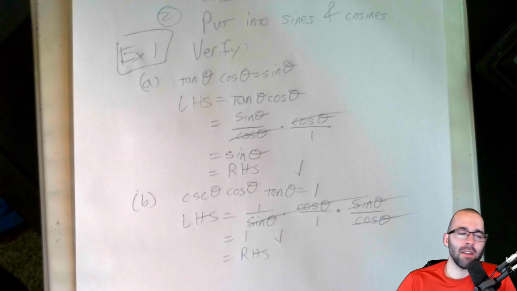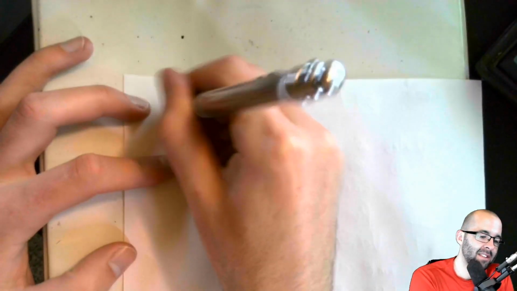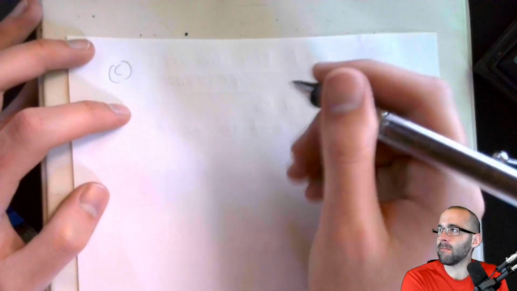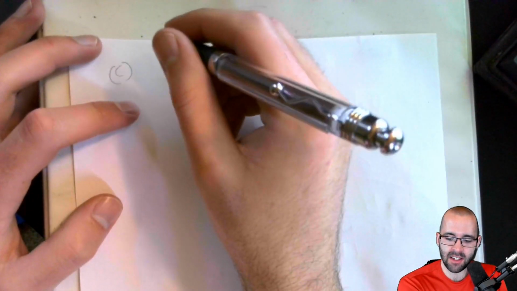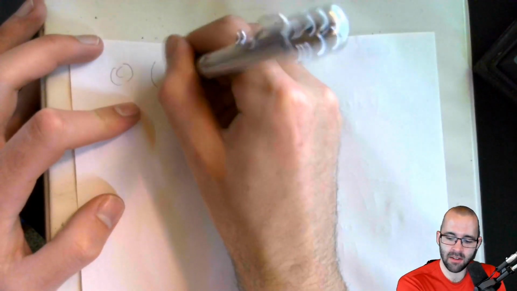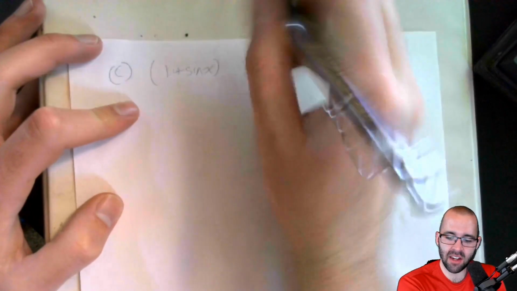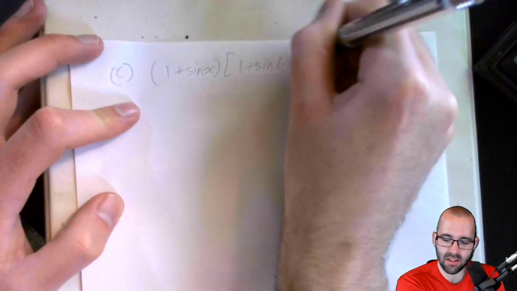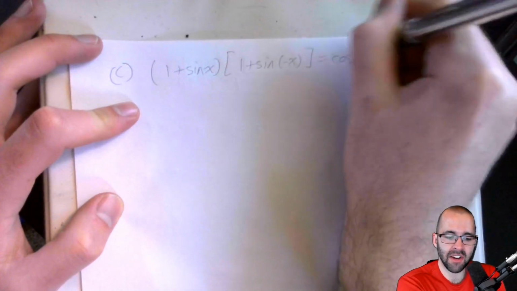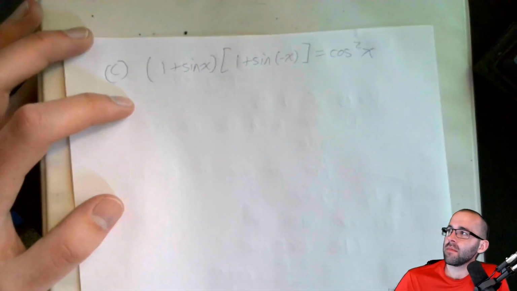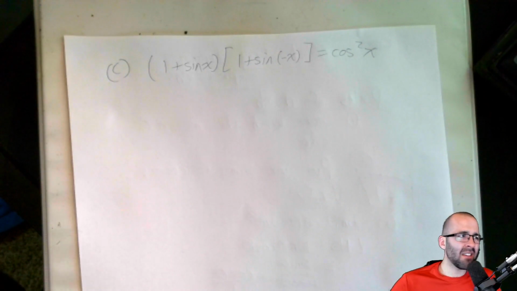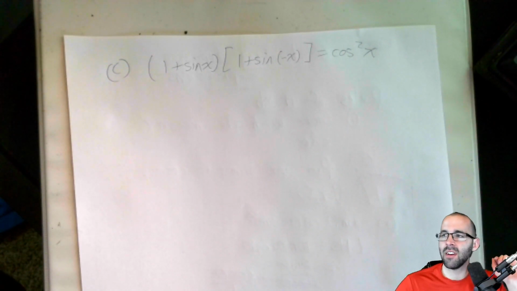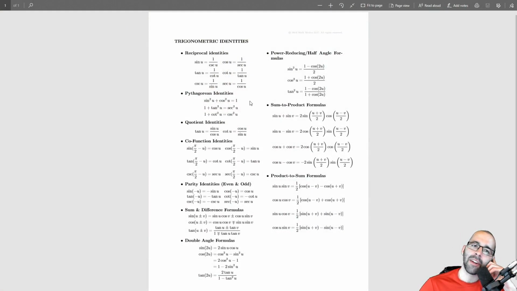So you might be saying, ugh, boring. Wake me up when this stuff gets good. Well, wake up. We're going to get some harder problems. All right, part C. Let's look at 1 plus sine of x times 1 plus sine of negative x equals cosine squared of x. All right, so right off the bat, we have a negative inside the sine. That's no good. Let's see if there's something we can do about that.